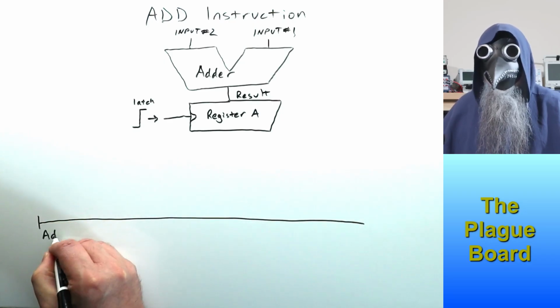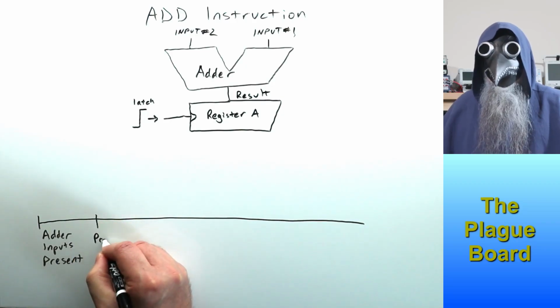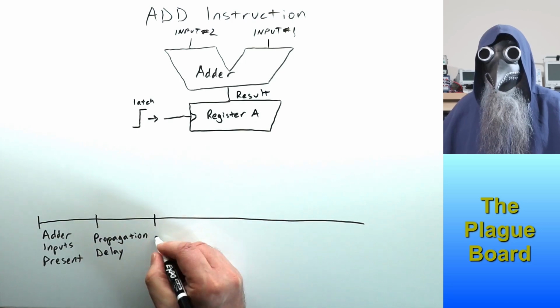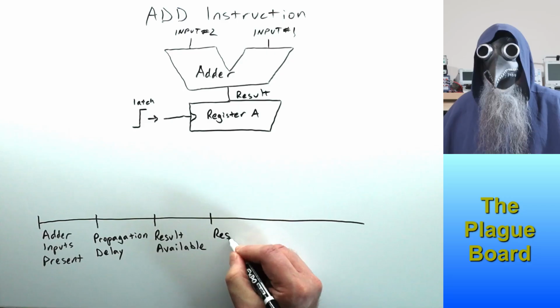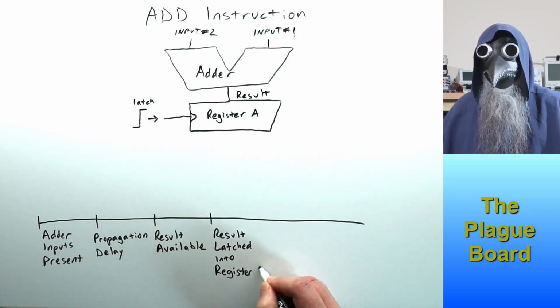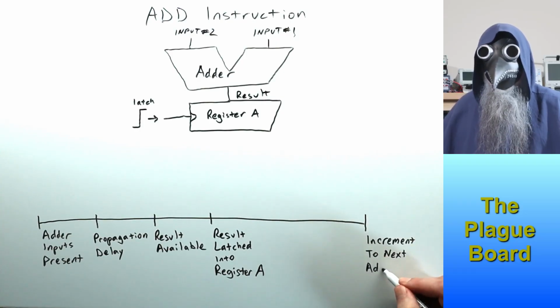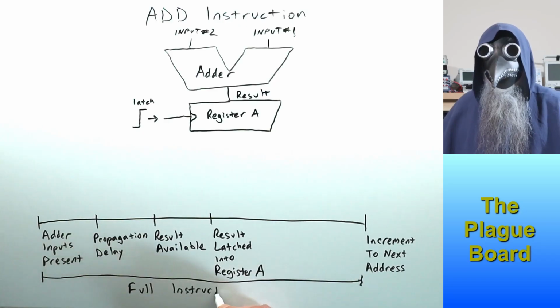We need both inputs to the adder to be present. Then there will be a slight propagation delay while the adder prepares the result to show up on its output pins. After the result is output from the adder, register A needs to clock or latch in that result in order to store it. Then the instruction pointer will be incremented to the next address in order to execute the next instruction. This will be the full instruction cycle.